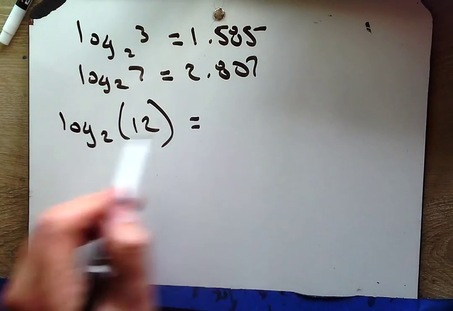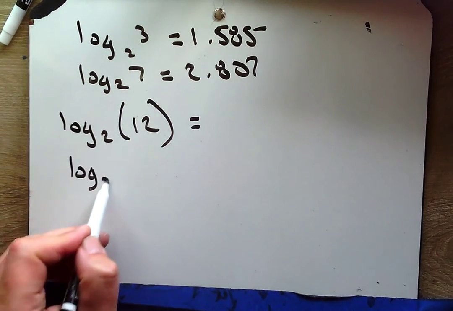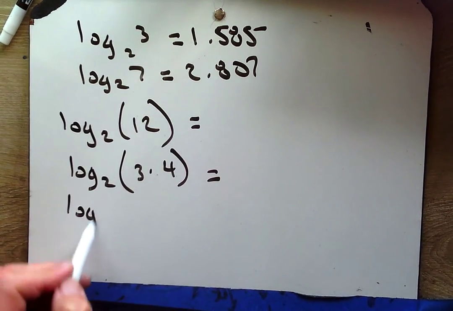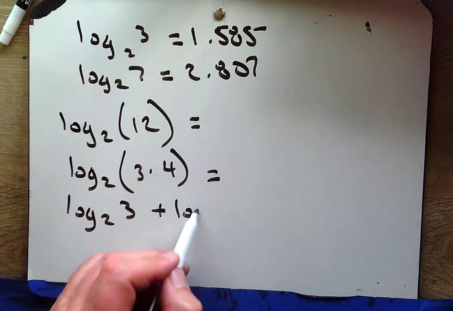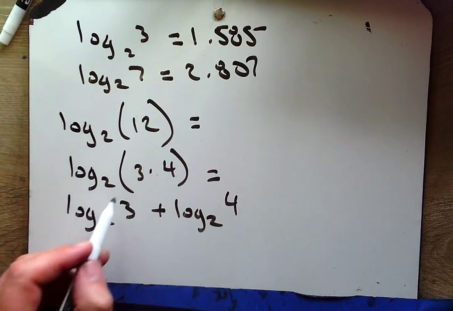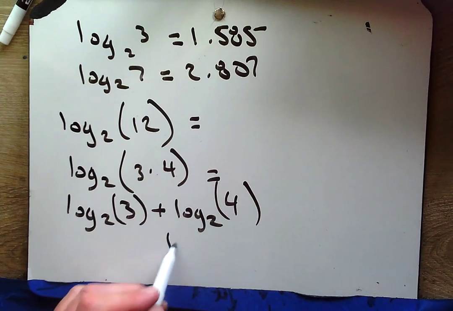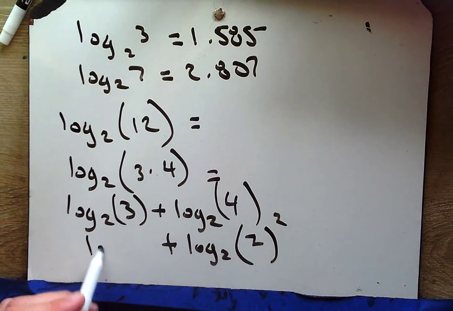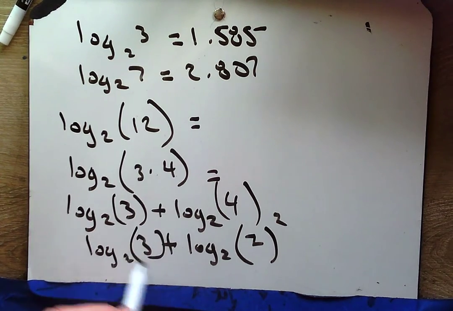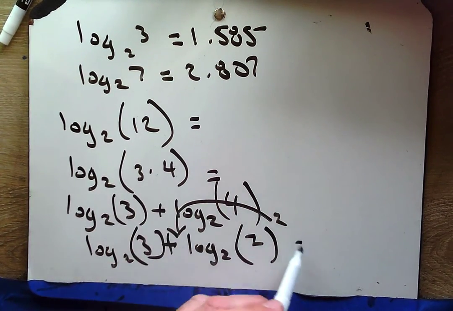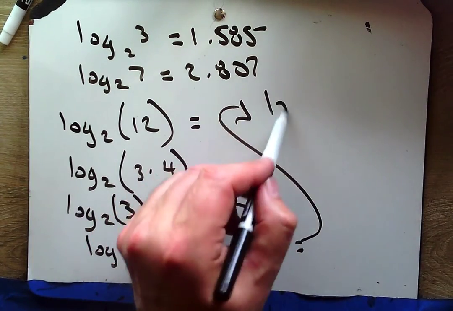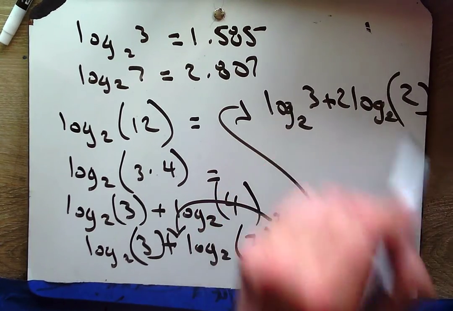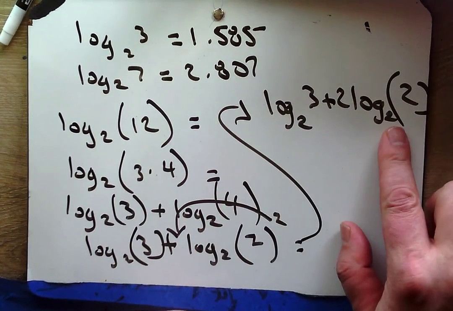Okay, so did you think about splitting this up into log base 2 of 3 times 4, which would be log base 2 of 3 plus log base 2 of 4? And then I guess we can say, well, log base 2 of 4 could actually be 2 squared. And then I could use my power property there. So what's that going to give me? Log base 2 of 3 plus 2 log base 2 of 2. What's log base 2 of 2?